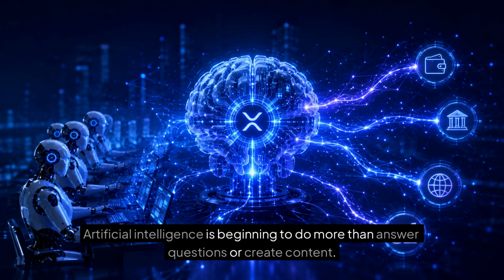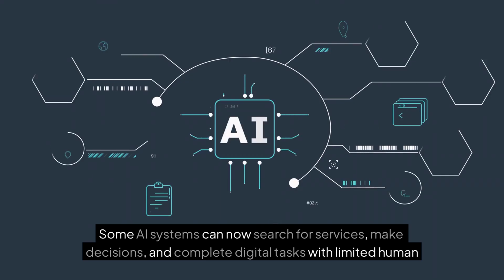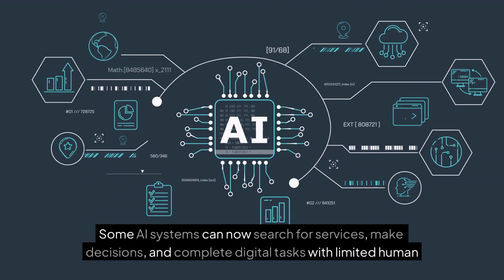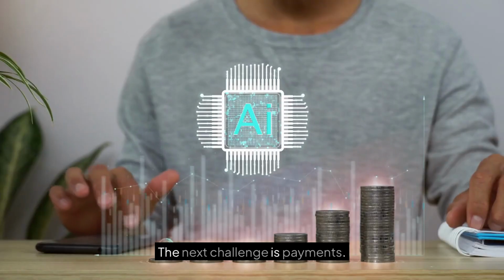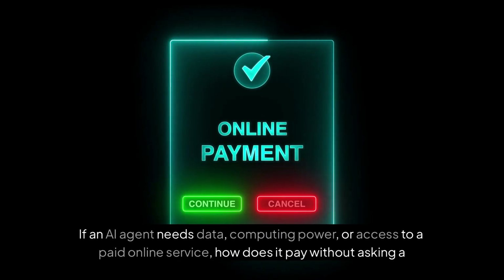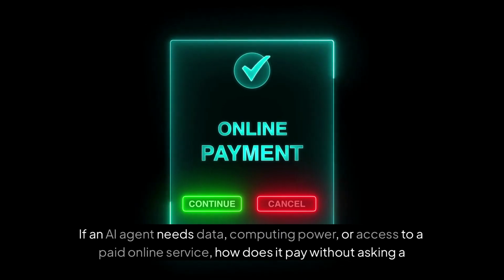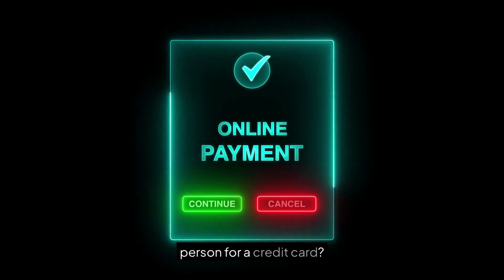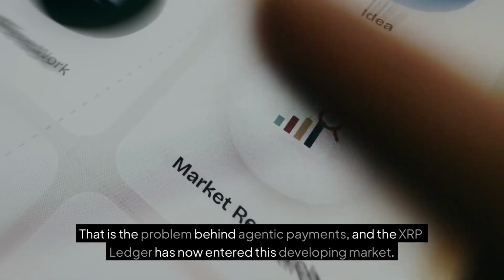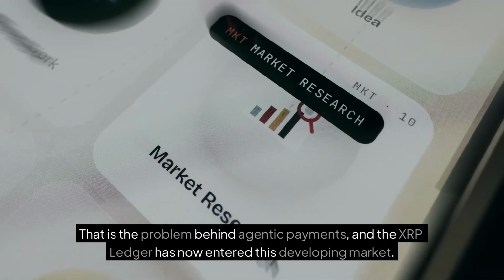Artificial intelligence is beginning to do more than answer questions or create content. Some AI systems can now search for services, make decisions, and complete digital tasks with limited human involvement. The next challenge is payments. If an AI agent needs data, computing power, or access to a paid online service, how does it pay without asking a person for a credit card? That is the problem behind agentic payments, and the XRP Ledger has now entered this developing market.